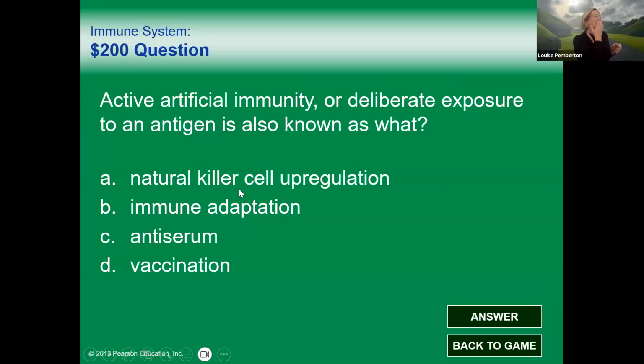I'm sorry. Active artificial immunity or deliberate exposure to an antigen is also known as what? Try again. Yeah, I think the batteries are gone. Okay, let's just play without it. D, vaccination, yeah.